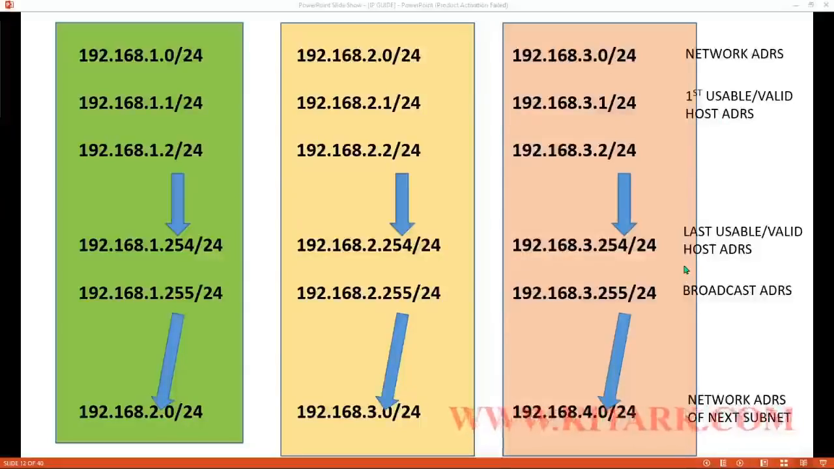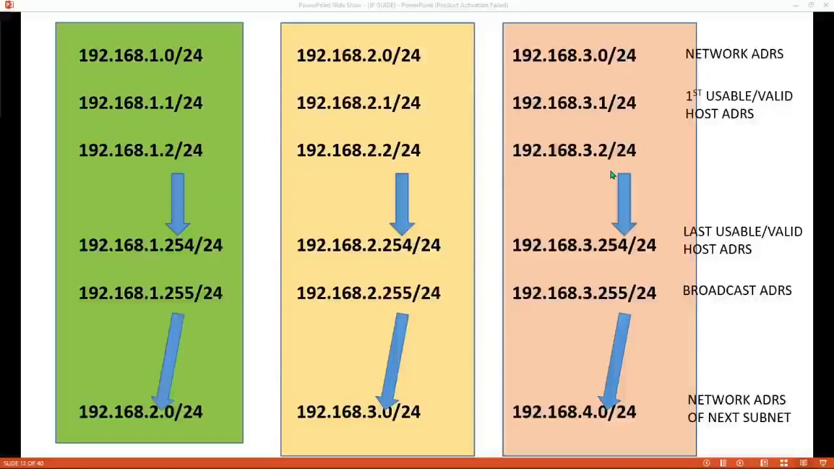So in any network, if you find the total number of IP addresses, you need to deduct 2 IPs in order to get the valid or usable host addresses for your end devices. For example, in this subnet, from 3.0 to 3.255, you will have 256 addresses. Okay. But you need to deduct 2 from that: one for the network address and one for the broadcast address. So after deducting, you will get 254 addresses, which you can use as usable or valid host addresses. Okay.